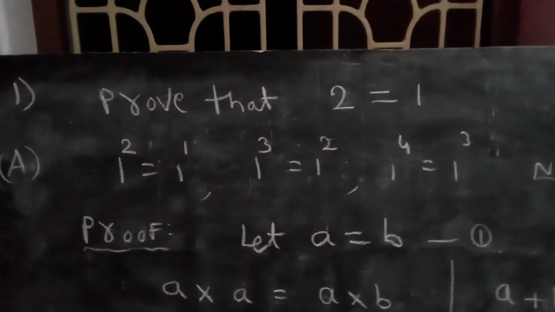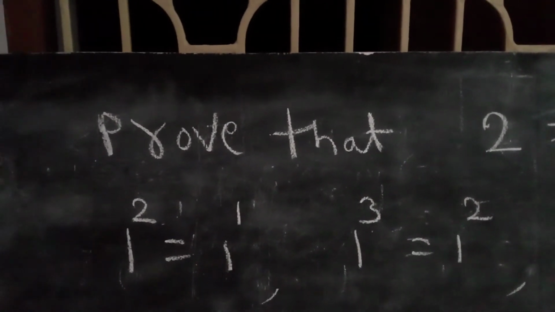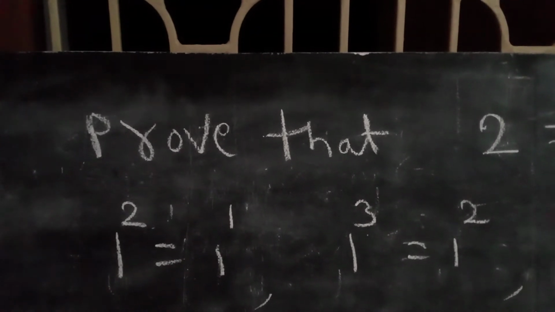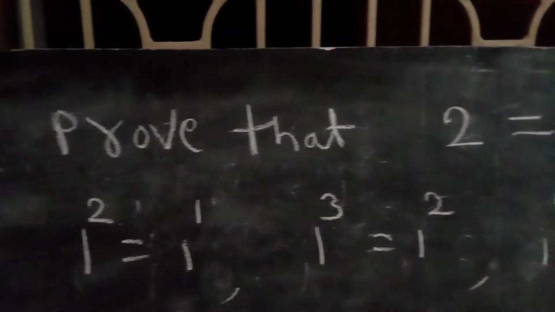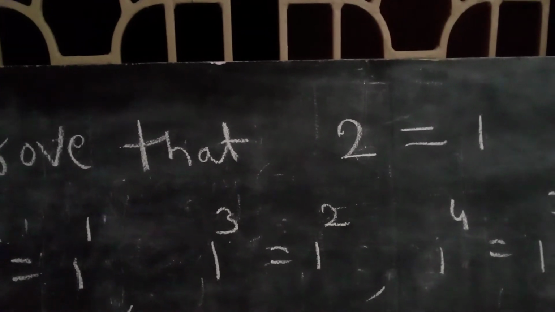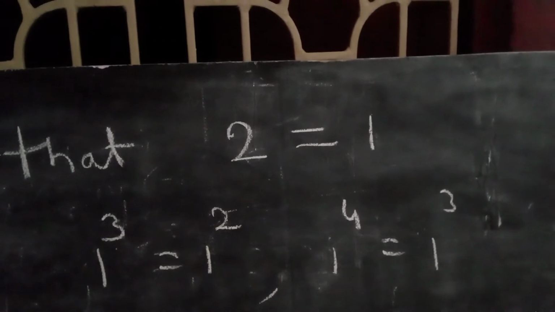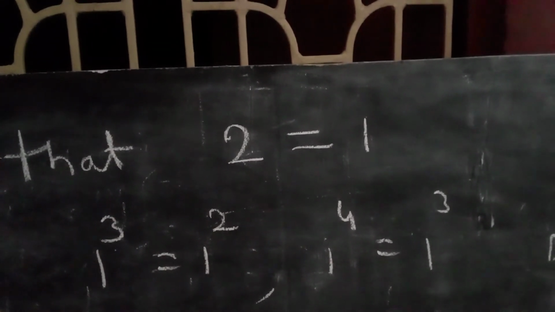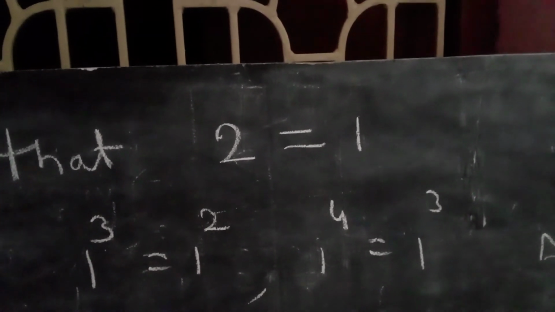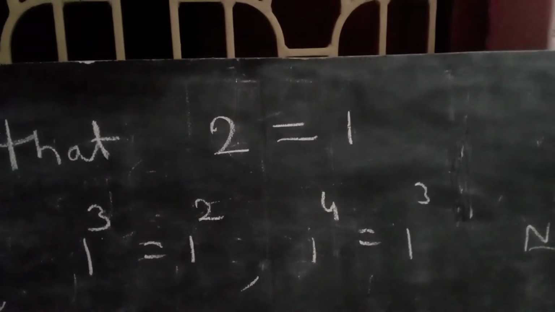Okay. For example, 1 square is equal to 1 power 1. Then bases are equal, so you can equate the powers. You will get 2 equals 1. 1 cube equals 1 square, then from this again you can write 3 equals 2. 1 power 4 equals 1 cube. Bases are equal, you can equate powers, 4 equals 3. By continuously writing like this, you will get so many answers like that.